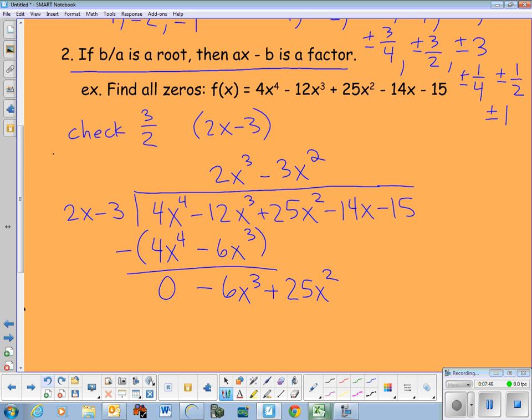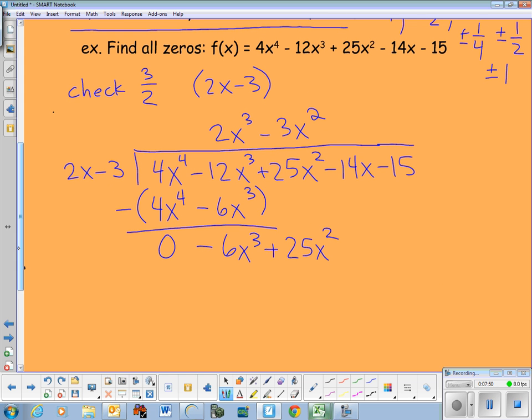You can see how when we did synthetic, we took all the x's and the exponents out of the way, just dealt with the coefficients. It doesn't work so simply with a rational root like 3/2. Okay, so now I'm going to distribute. I get negative 6x cubed. Matches up perfectly with the term above it, plus 9x squared. Subtract all of that. So I get 25 minus 9, which I'm pretty confident is 16x squared.